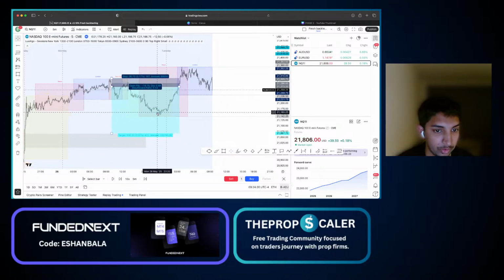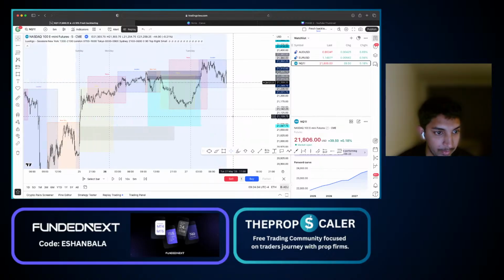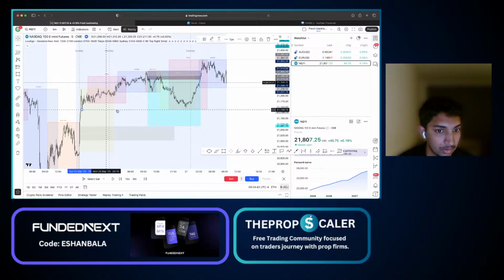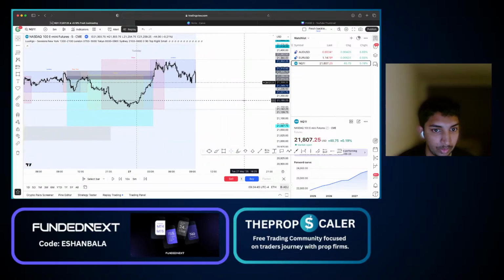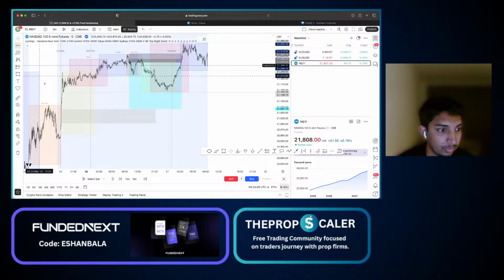So it seems like we're at the lowest point, and then we would mark any V-shape points. So we've got a V-shaped point over here. Cool. So we've got some levels to play with.